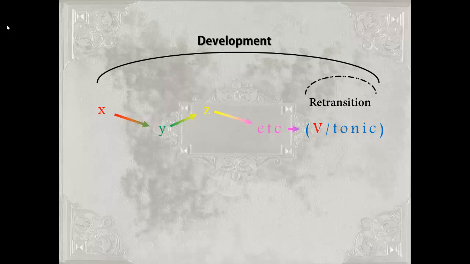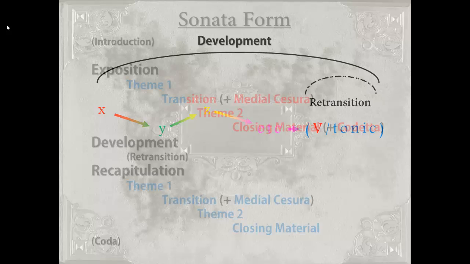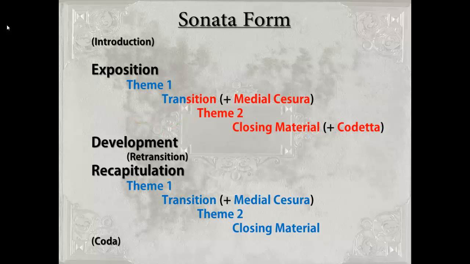This is the last part of the development, which leads back to the original key for the recap. The retransition is often a dramatic prolongation of 5, which launches us back into the opening theme and the opening key. Alright, let's review what we've learned.